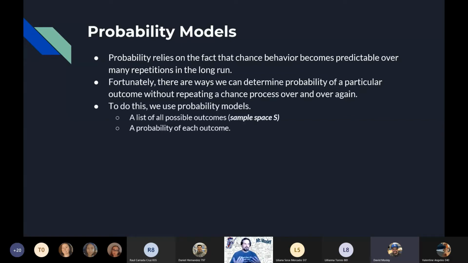To do this, we use what's called a probability model. This is a list of all possible outcomes. We call that a sample space. We use the letter S to represent that sample space, and a probability of each outcome.